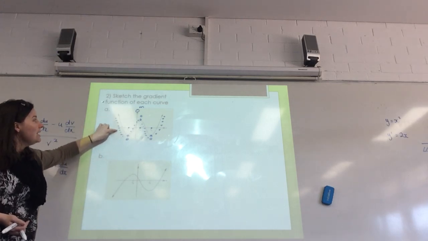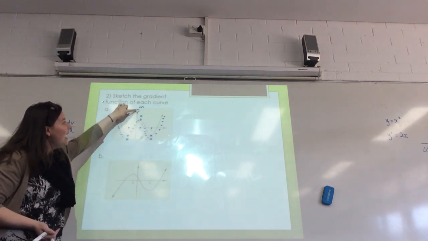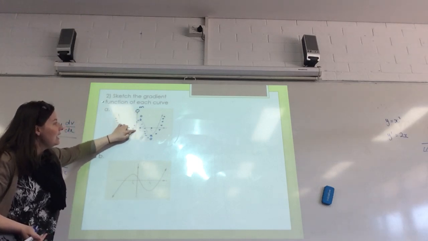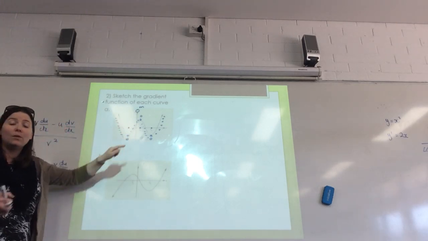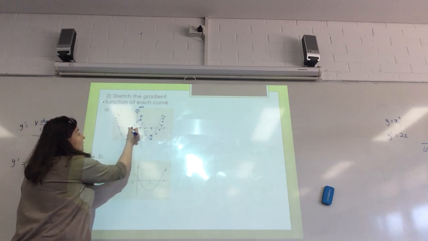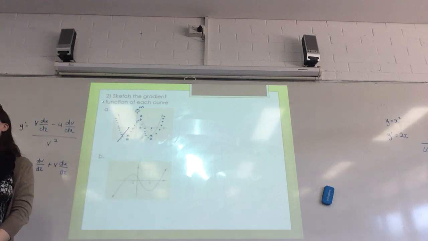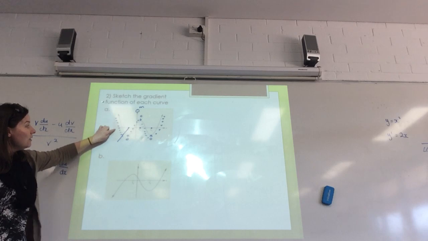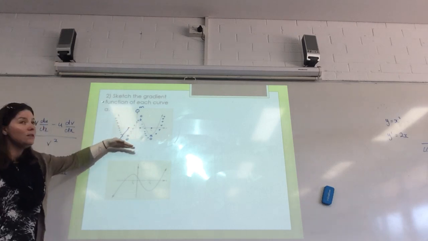So that means your gradient is negative. Here's my gradient axis, and this is where my gradient axis is negative. Does that make sense? So my line has to be down here. A negative gradient means it will be below the x-axis.